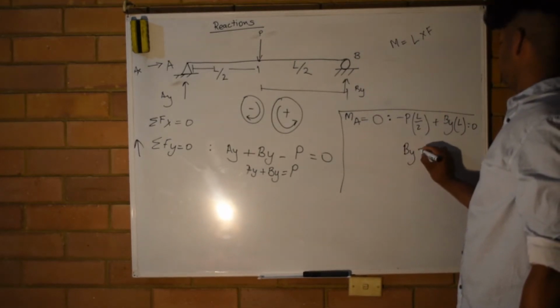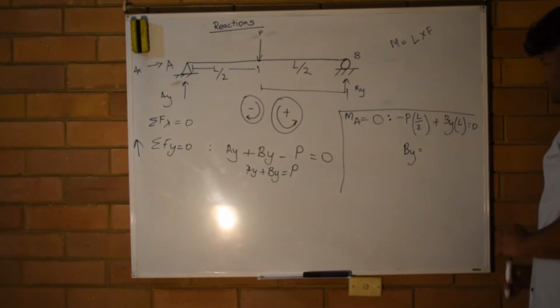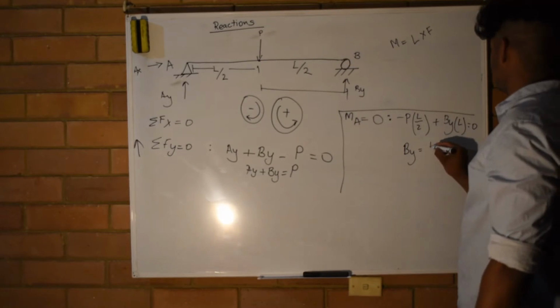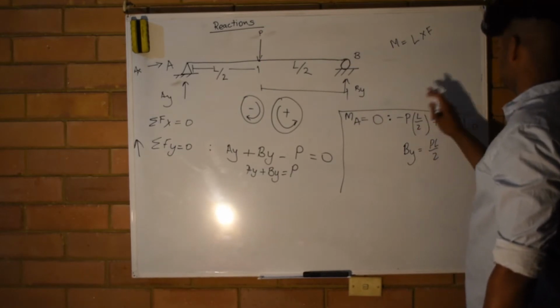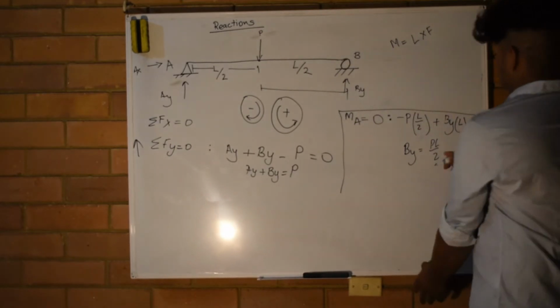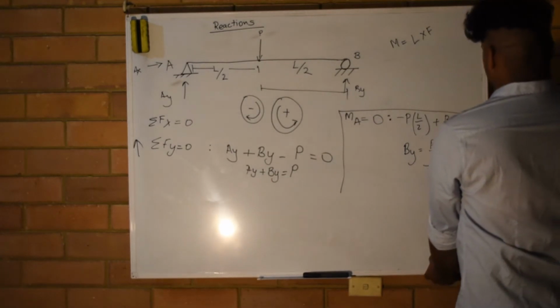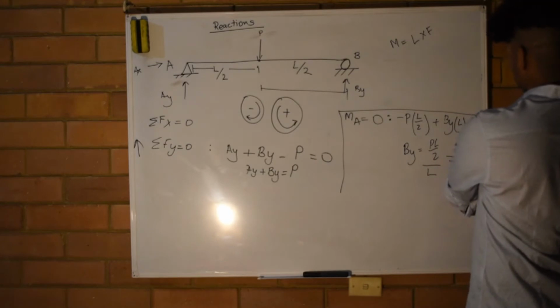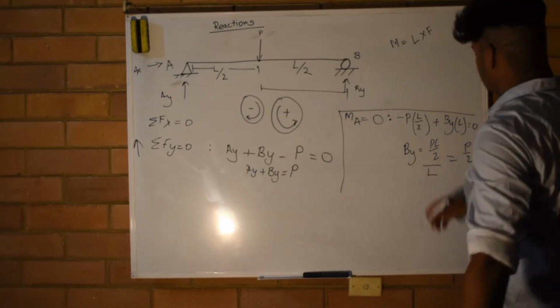So now, rearrange this, a bit of algebra to do. This one is just PL over 2, it goes the other way, and then just divide the whole thing by L. It's going to be P over 2, okay, P over 2.